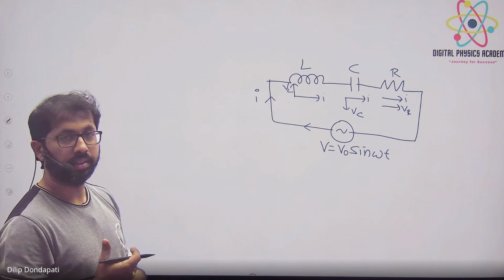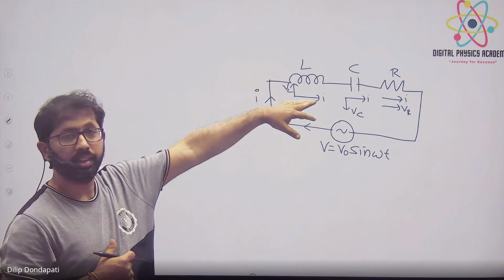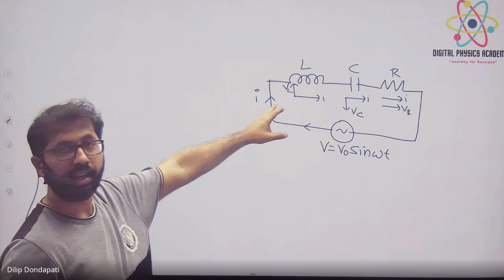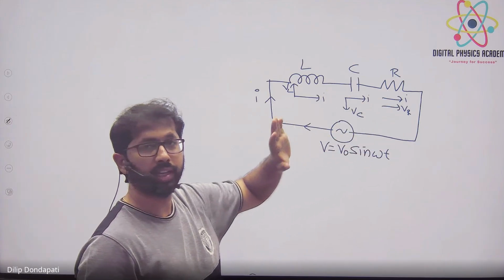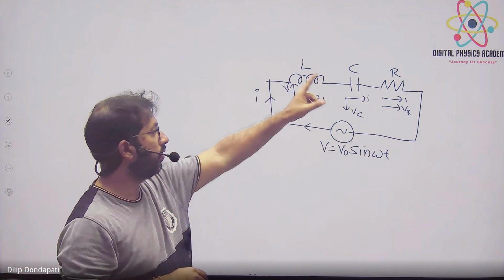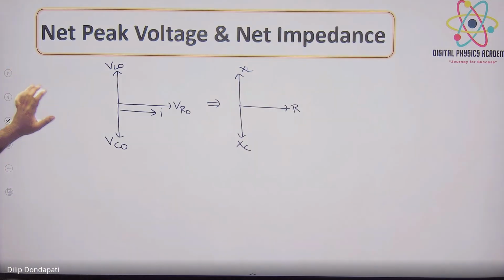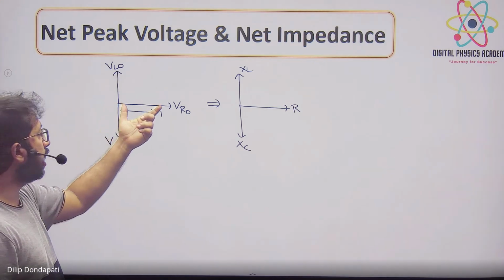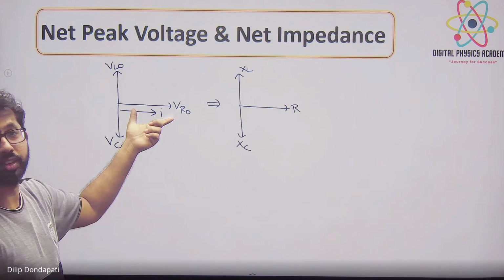RC. If XL is greater than XC, the circuit will act like an RL inductor circuit. Based on that, the current will be lagging or leading. That's why we have 3 cases. If both are equal, then this and this get cancelled, right? And it will act like a purely resistive circuit, which is called resonance.